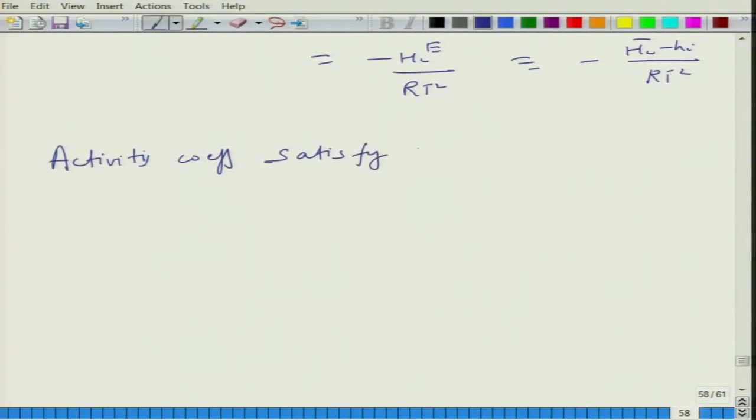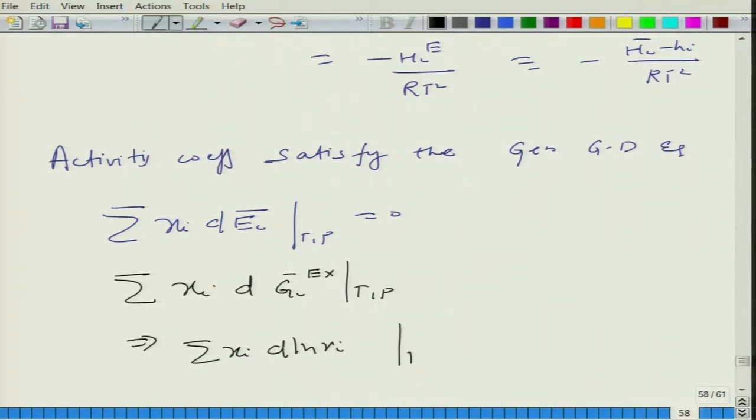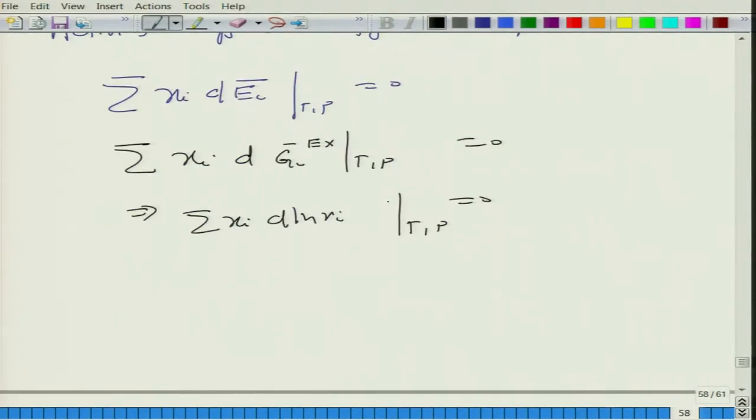should satisfy the general Gibbs-Duhem equation, which is nothing but summation x_i dE_i, okay, E is a thermodynamic potential, and this can be replaced by, let's say, G. Okay, and this has to be equal to 0, and one can show that this is easily extensible for the following case, where I can write this as simply E^E at temperature T and P, or in other words I can write this as summation x_i d ln gamma_i at temperature T and P, and this must be equal to 0. Right. So with this you have a condition of Gibbs-Duhem relation.